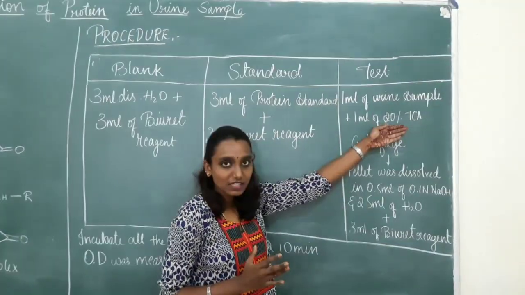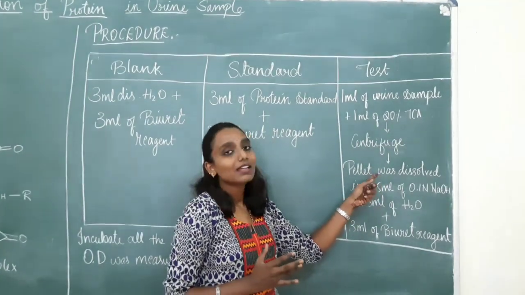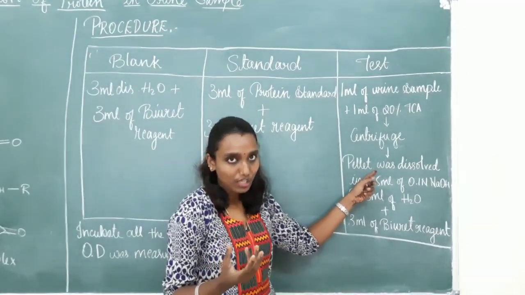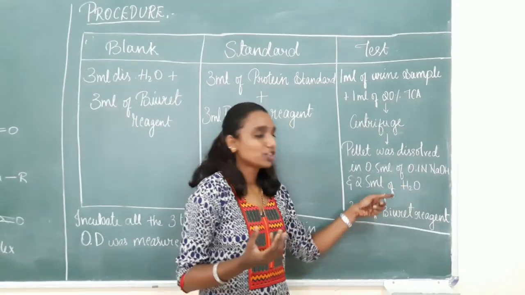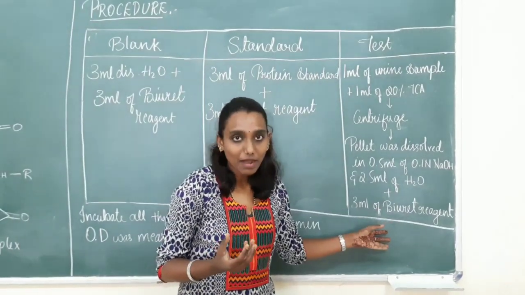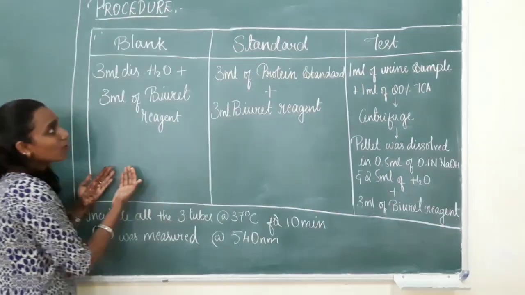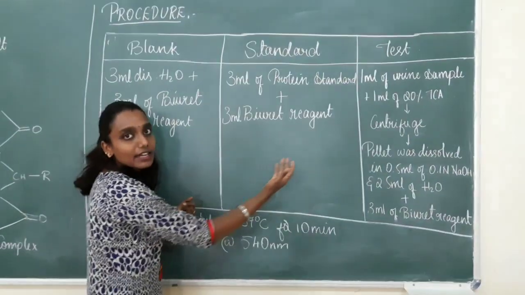First we have to process the urine sample to obtain a pellet. The pellet is going to act as our protein. The protein should be dissolved in 0.1 normal NaOH and water. To this we are going to add biuret reagent. Like this, we are going to prepare the blank, standard and test.